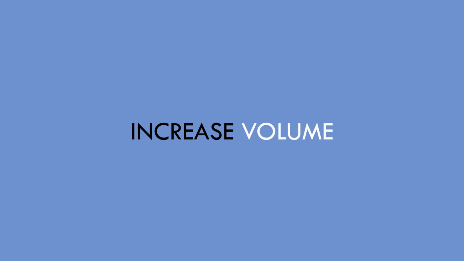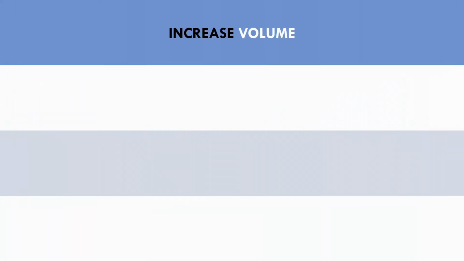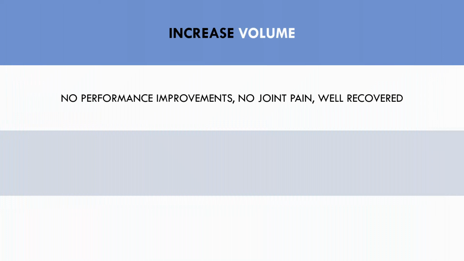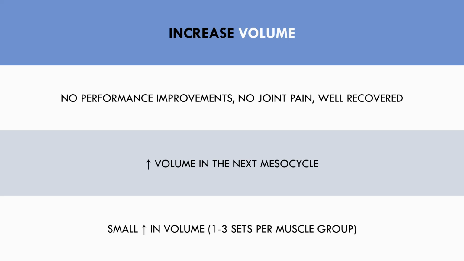The second strategy we can implement is to increase the total weekly volume for a particular muscle group. This can be implemented if the trainee didn't see improvements in performance for a particular muscle, they felt no joint issues, the muscle hardly got sore at all over the mesocycle, and they felt overall well recovered. The trainee can then try to increase the volume by a small amount in the next mesocycle to see if this allows them to make progress. Volume should only be increased by around 1 to 3 weekly sets from mesocycle to mesocycle to avoid sudden changes in workload to minimize injury risk.